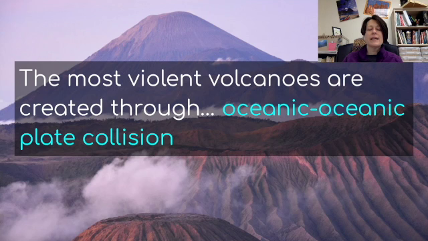Now, the most violent volcanoes are created through oceanic plate collision. And this is because you have added steam from water and more carbon dioxide also bubbling up through with that lava. The gases that are released are making these volcanoes even more violent. So those are the most violent due to the pressurized gases that end up coming out of them.